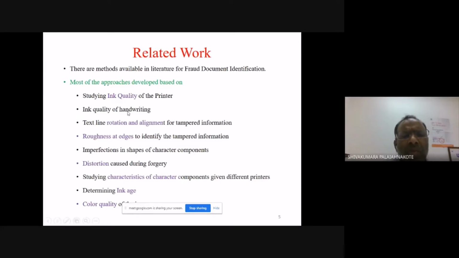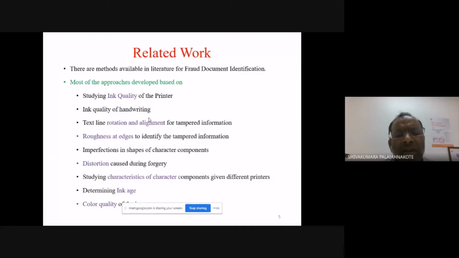Most of the papers try to check ink quality and some distortions, probably distortions at the edges, and maybe some alignment problems, and foreground, in the sense of style problems, variations in the handwriting. Like this, they try to extract a lot of features to identify forged documents. But in my case, we should not depend only on ink or foreground information.